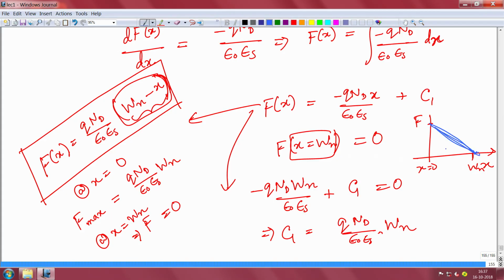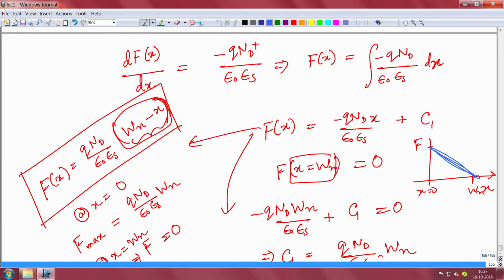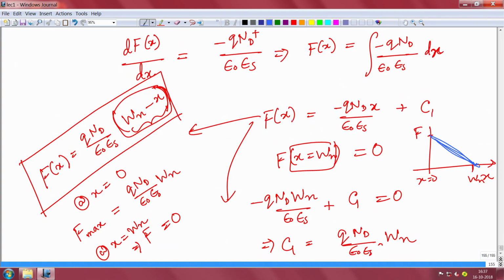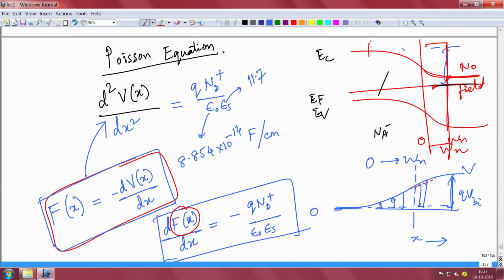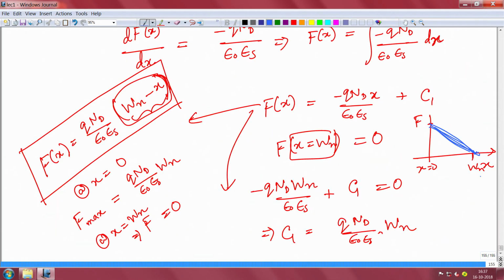Except that there is a small error on the sign, but that is okay. The magnitude is all the same. Actually, while solving the Poisson equation, there should be a negative sign at the beginning, so that negative will cancel out, but the negative sign will actually not matter, the magnitude is all the same. So, this is essentially the maximum field that you will get, and the field will decrease linearly as you approach x equal to Wn. At the edge of the depletion, your field will vanish.